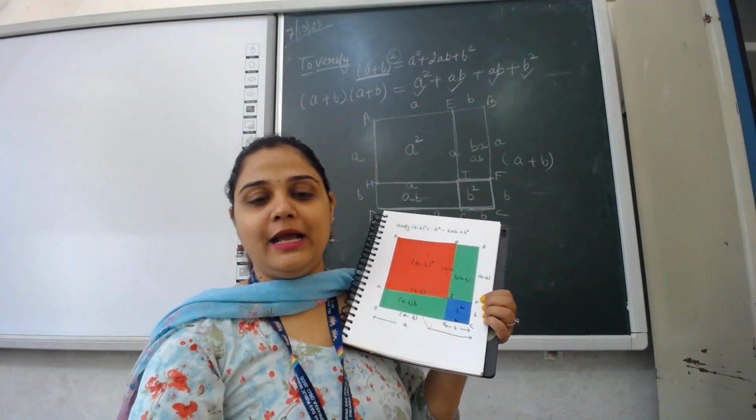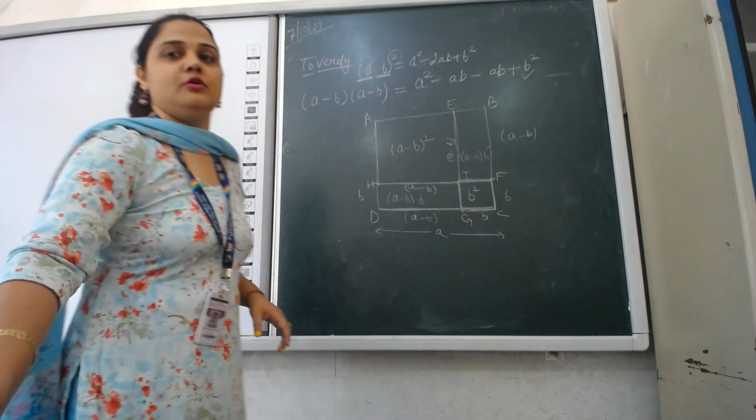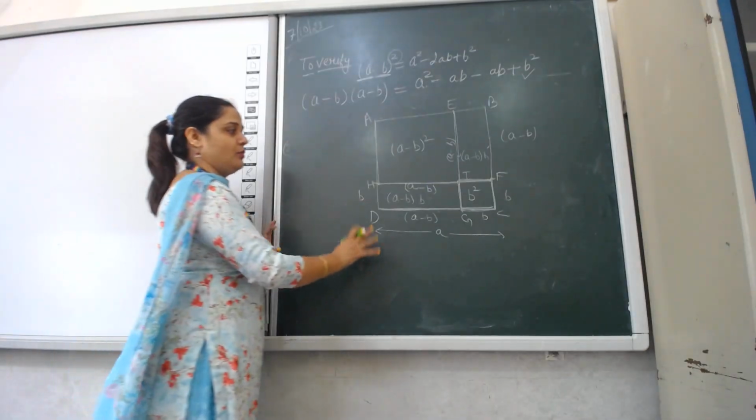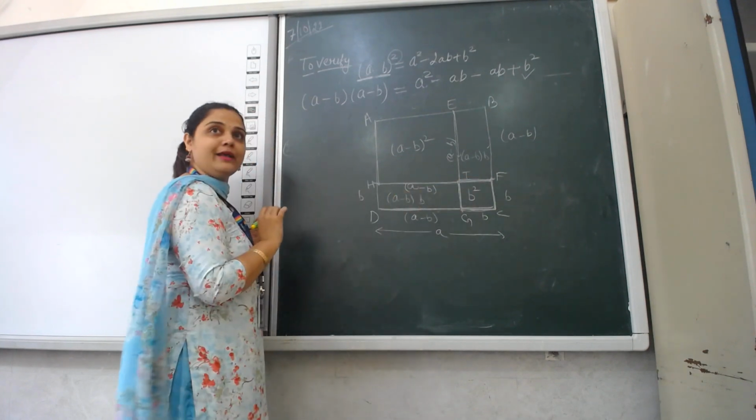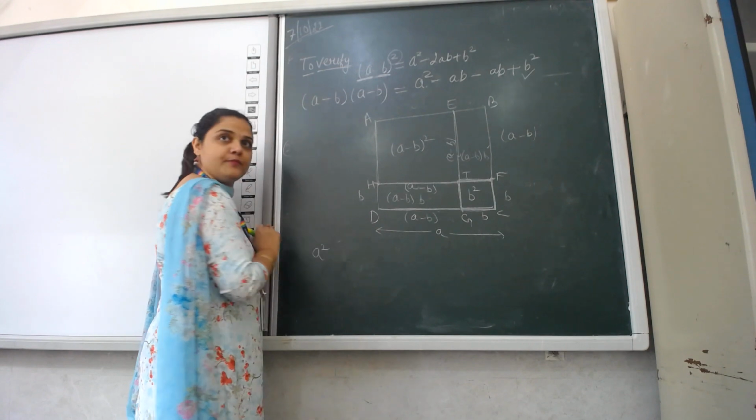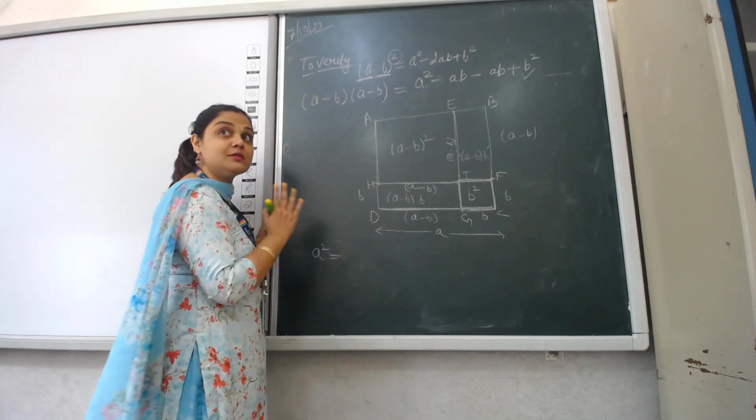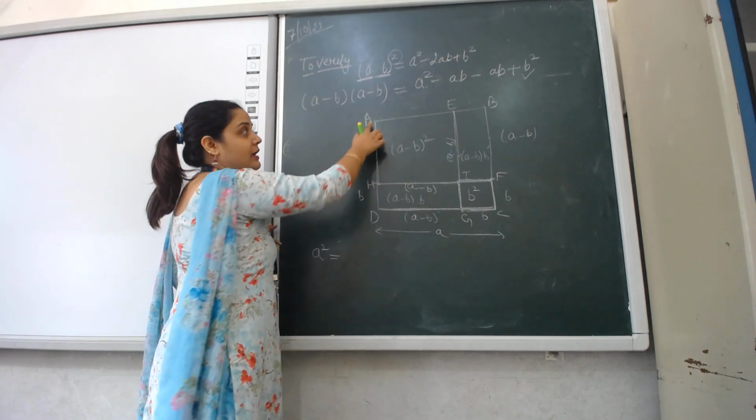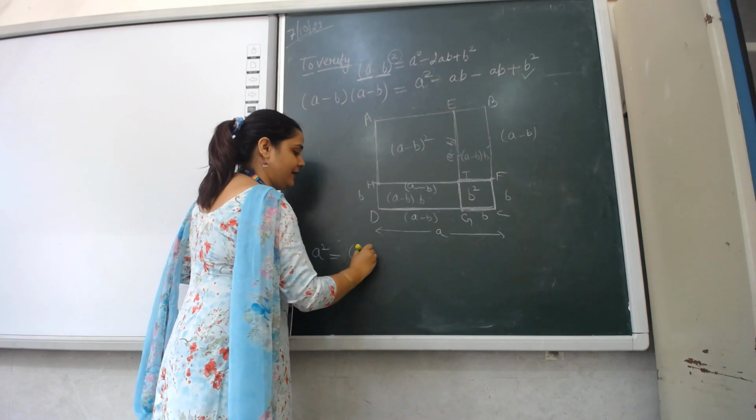Just a minute, I'll come to the board for that. So look at this now. What I am getting: I have this entire square ABCD, that is A square. This is being overlapped by AEIH, that is A minus B whole square. This portion, first part.